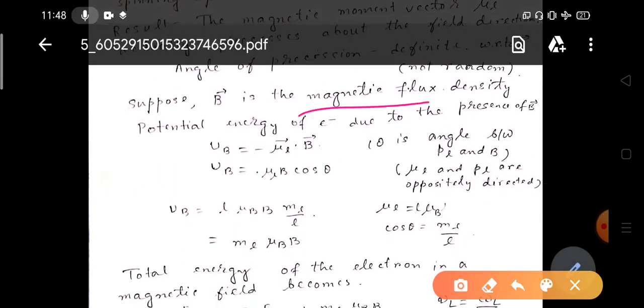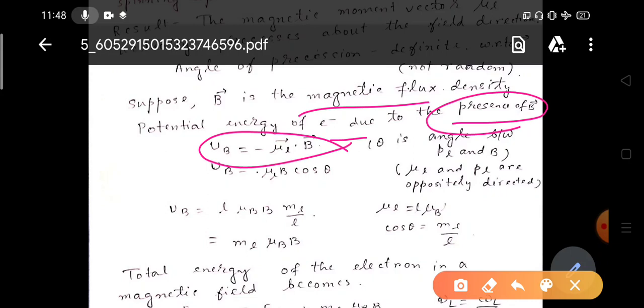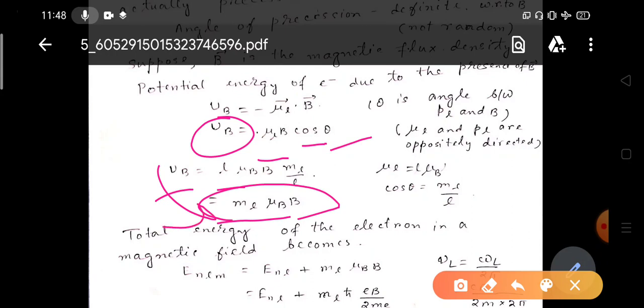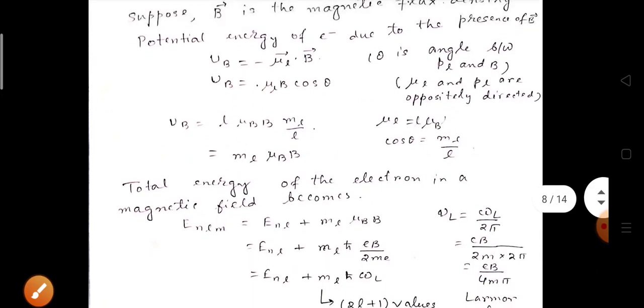Suppose B is the magnetic flux density, and the potential energy of the electron due to the presence of the magnetic field is U_B = -mu_l · B. In the case of the electron, since mu_l and P_L are oppositely directed, this negative sign cancels, and for the electron U_B = mu_l B cos theta. Now mu_l has certain orientations, and we get the potential energy U_B = m_l mu_B B, since mu_l is (L) mu_B times m_l by L.